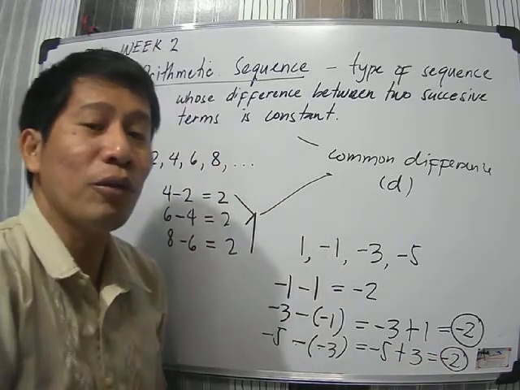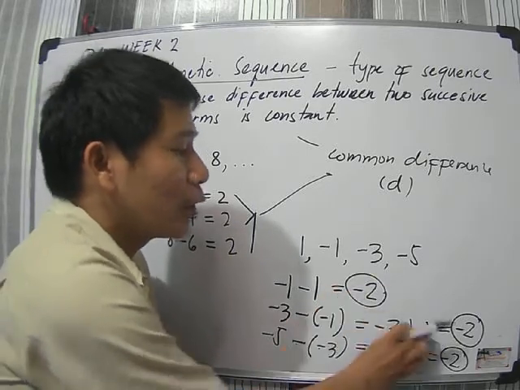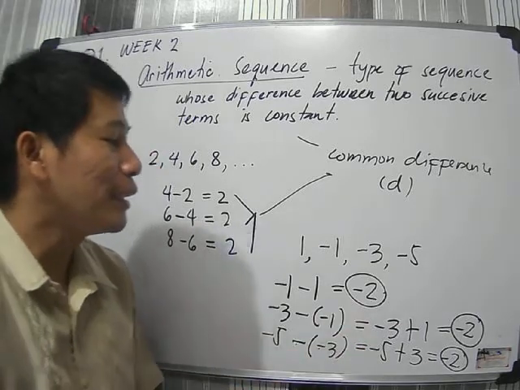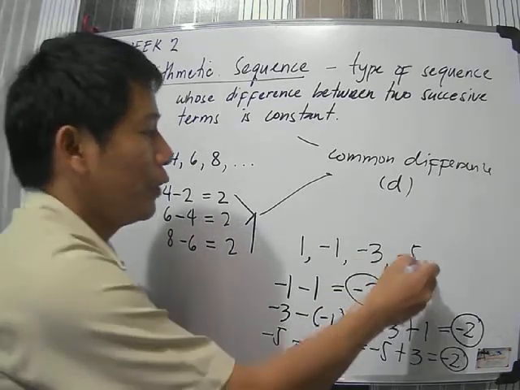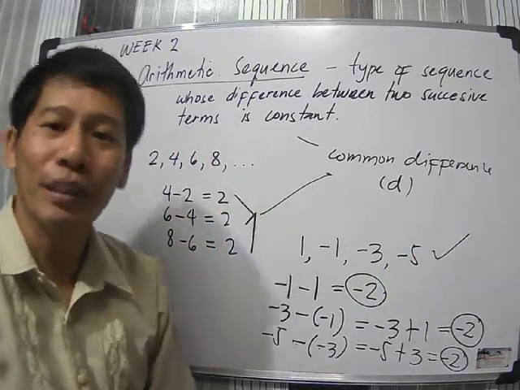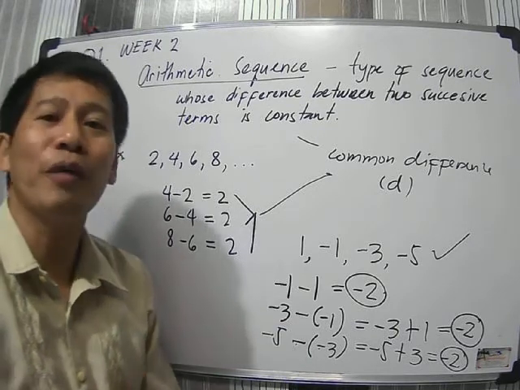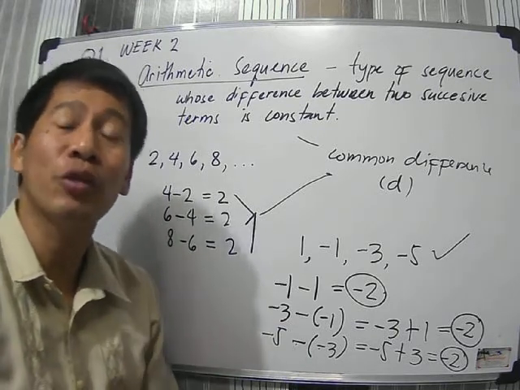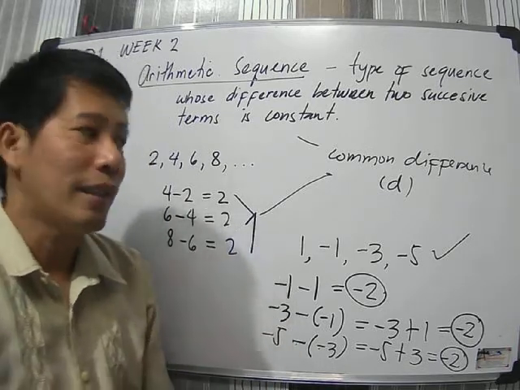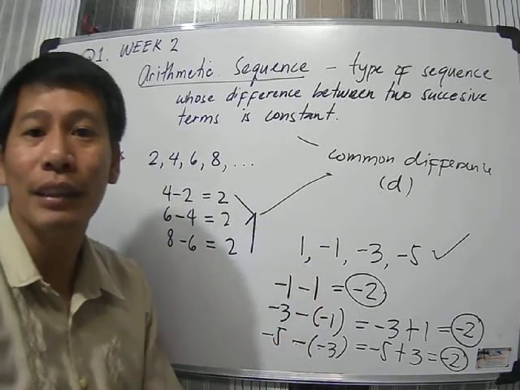So, what do you notice? Yung ating difference is common, constant. Sabihin, there is a common difference. Therefore, this is an example of an arithmetic sequence. So, ganyan ang gagawin nyo in your learning task 2.1. So, may table dyan in your LAS. Alamin nyo lang kung yung given sequence ay arithmetic sequence. Okay?